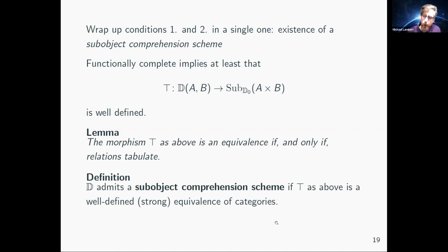So what I want to do is say that you can make the definition for a functionally complete Cartesian equipment, and say that the double category has a sub-object comprehension scheme if this induced map is a strong equivalence of categories. But in order to make the definition, all you really need is a double category with monic tabulators, basically.